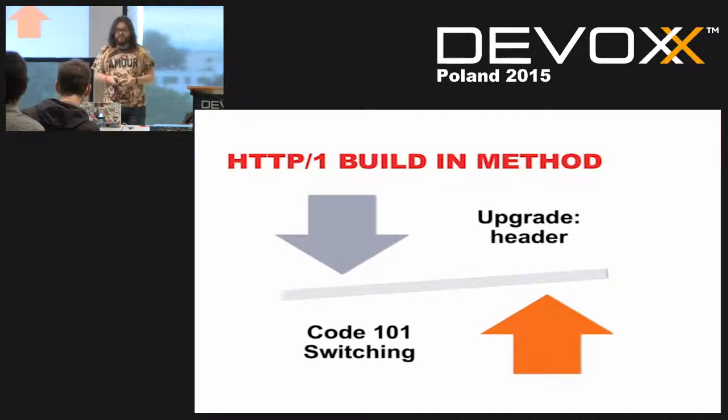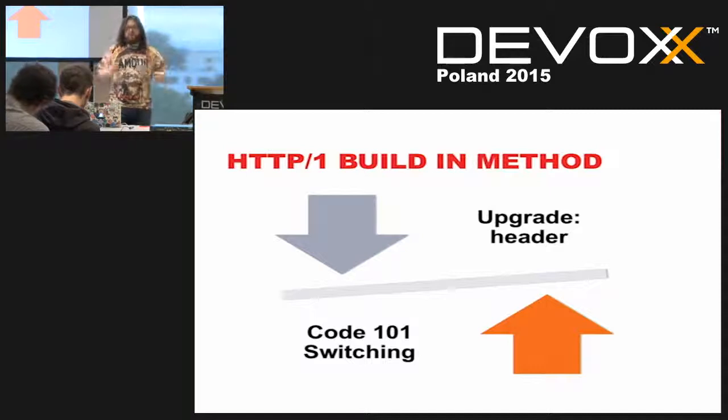The built-in method in HTTP is a header called Upgrade. If I send a request and I think the server is able to deliver a new protocol version, in an Upgrade header I say, okay, I want to go on this protocol. And the server answers with the code 101 Switching Protocols to say we switch protocol.